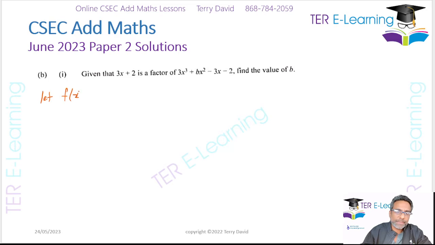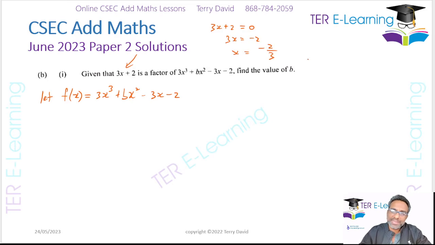So what we're going to do, we're going to let f of x equal 3x cubed plus bx squared minus 3x minus 2. Now, if this is a factor, all we need to do is put 3x plus 2 equal to 0. So 3x is equal to minus 2. Therefore, x is equal to minus 2/3. Now, if that is a factor, it means that f of minus 2/3 has to be equal to 0. That's what it means. So what we're going to do, we're going to find f of minus 2/3.